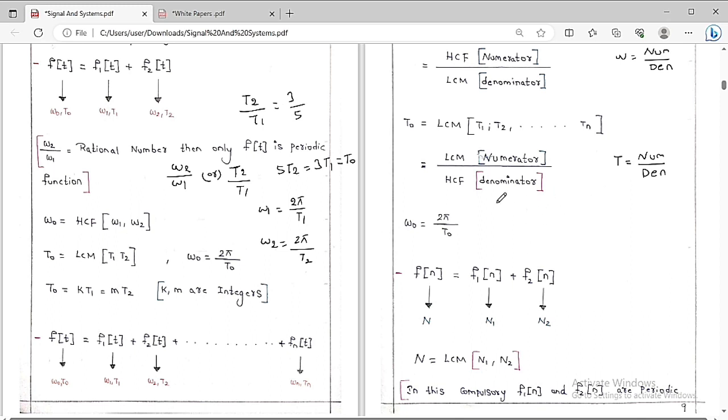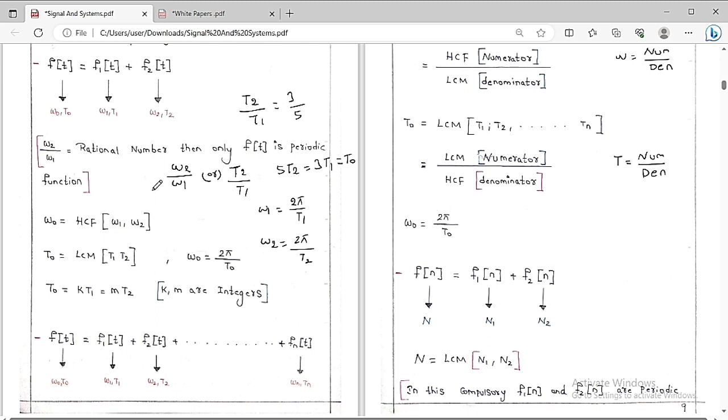So what I am trying to tell you, basically, if you are given a continuous time signal, first try to figure out the ratio of their frequencies. If you get a rational number, then only we can say the overall signal is a periodic signal. Otherwise, it is an aperiodic signal.